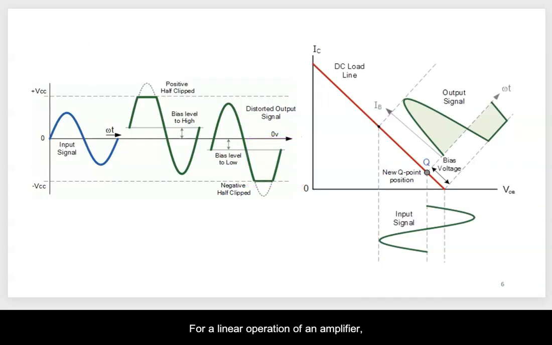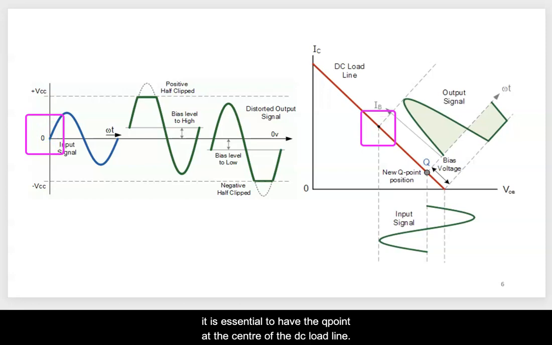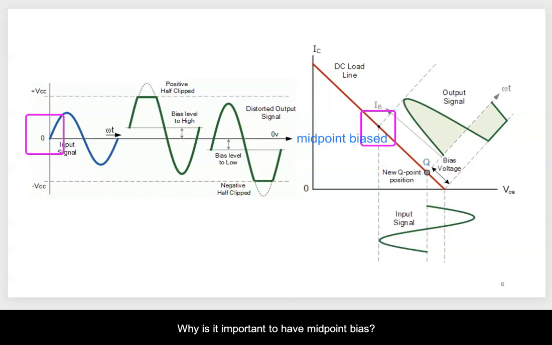For a linear operation of an amplifier, it is essential to have the Q point at the center of the DC load line. This is because when we have a centered Q point, VCE is half of the value of VCC and IC is half the value of IC saturation, and this Q point is called midpoint bias. Why is it important to have midpoint bias?